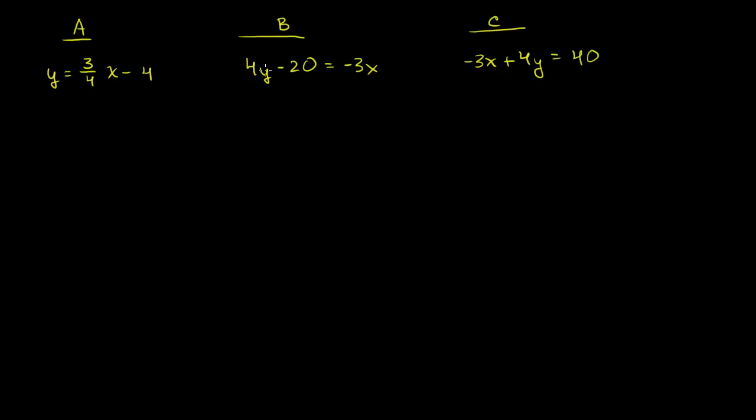So to figure out if any of these lines are parallel to any of the other lines, we just have to compare their slopes. If any two of these lines have the same slope and they're different lines, they have different y-intercepts, then they're going to be parallel.